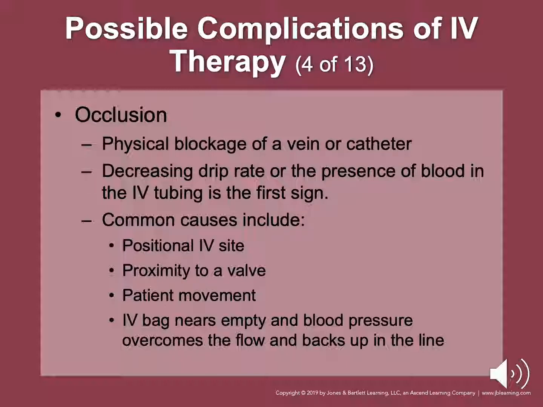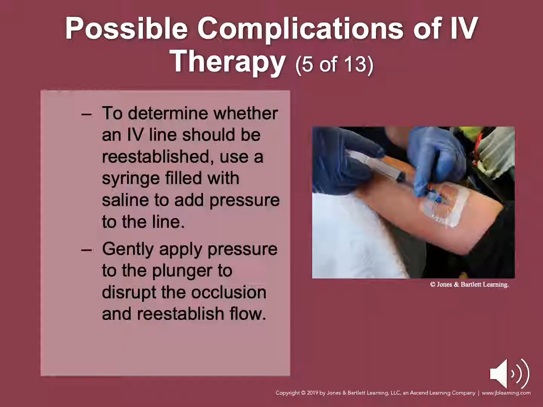To determine whether the IV line should be reestablished, use a syringe with saline and add pressure to the line. Gently apply pressure to the plunger to disrupt the occlusion and reestablish the flow. If the flow is reestablished, ensure that the line is free and the rate is sufficient. If the occlusion does not dislodge, discontinue administration and reestablish an IV line in the opposite extremity or at a proximal location in the same extremity.